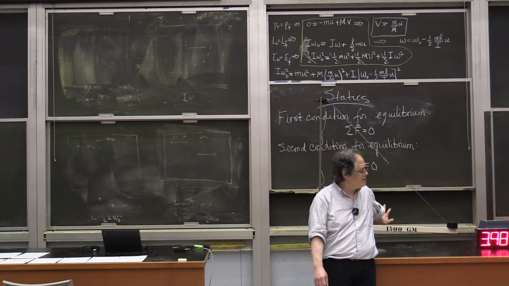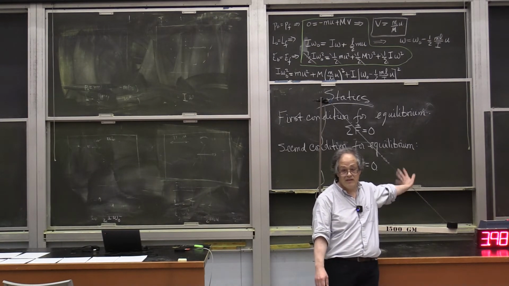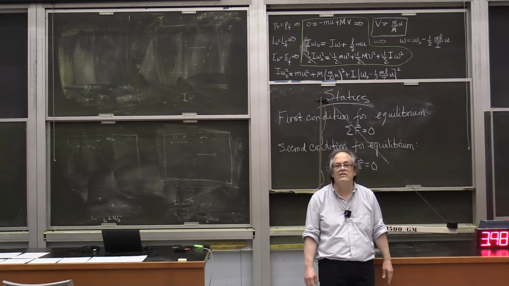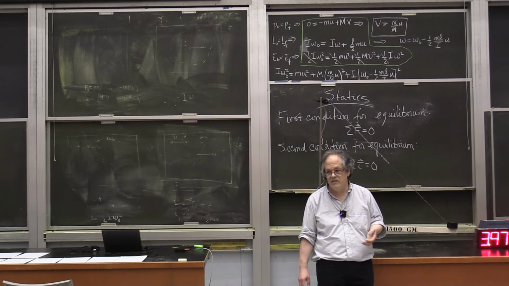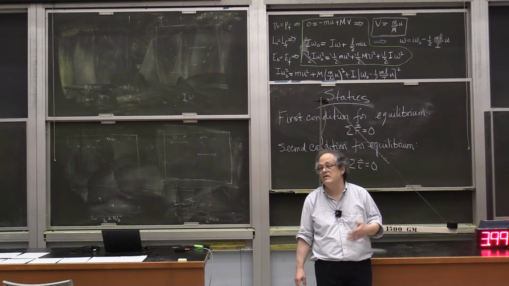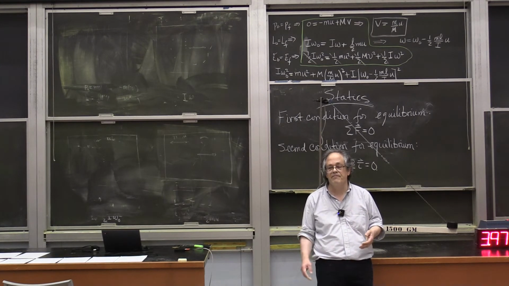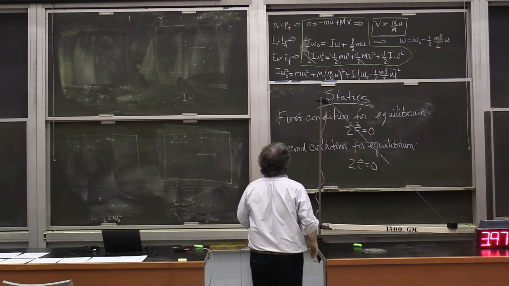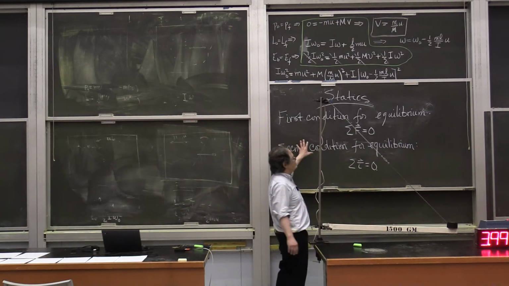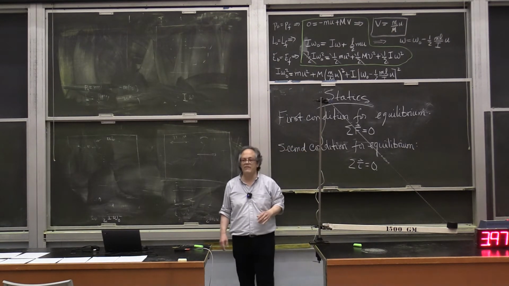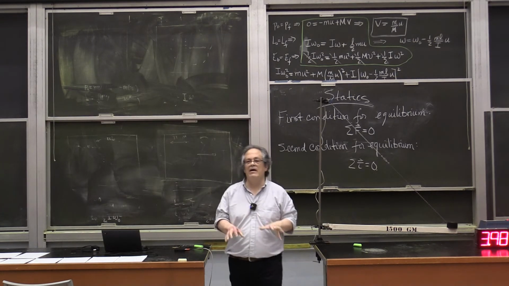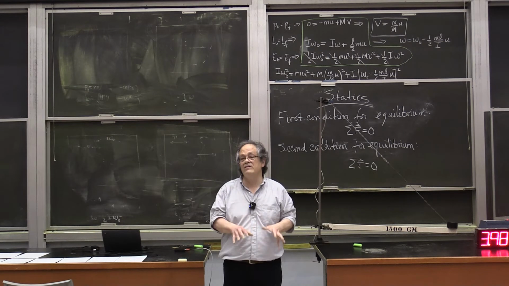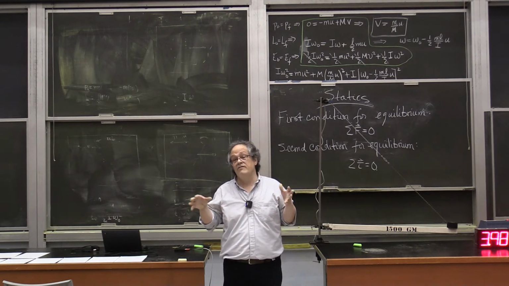Now, before we analyze this system using the conditions for equilibrium, doing one more example, we should talk about stable and unstable equilibria. Now, when I say the first condition for equilibrium and the second condition for equilibrium, that's about a specific point or a specific configuration of your system.